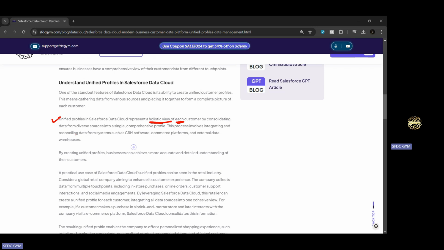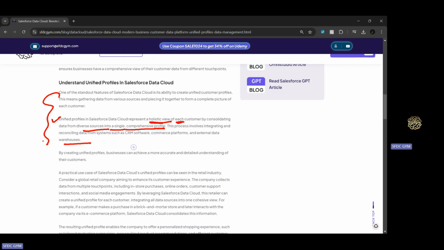By consolidating data discovered from various sources into a single comprehensive profile. This process involves integrating and reconciling data from systems such as CRM, commercial platforms, and external data warehouses. With the help of all this information, we basically try to answer a couple of questions.